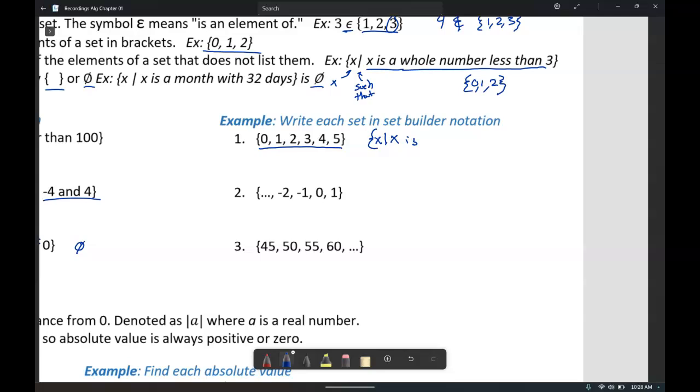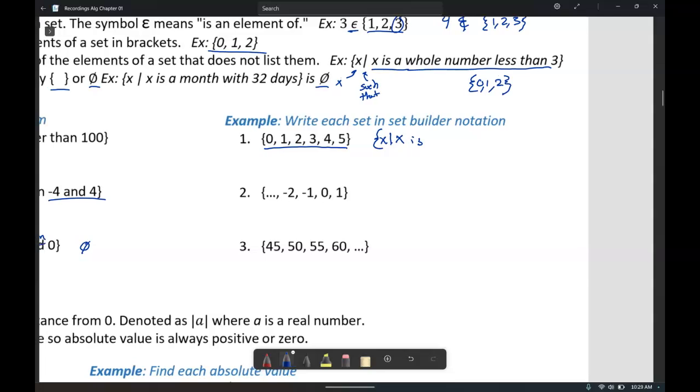If we go lower than that, we don't have whole numbers anymore. And then we go up to 5. So we could say that x is a whole number less than 6. So we have all the whole numbers less than 6, and that includes 0, 1, 2, 3, 4, and 5.